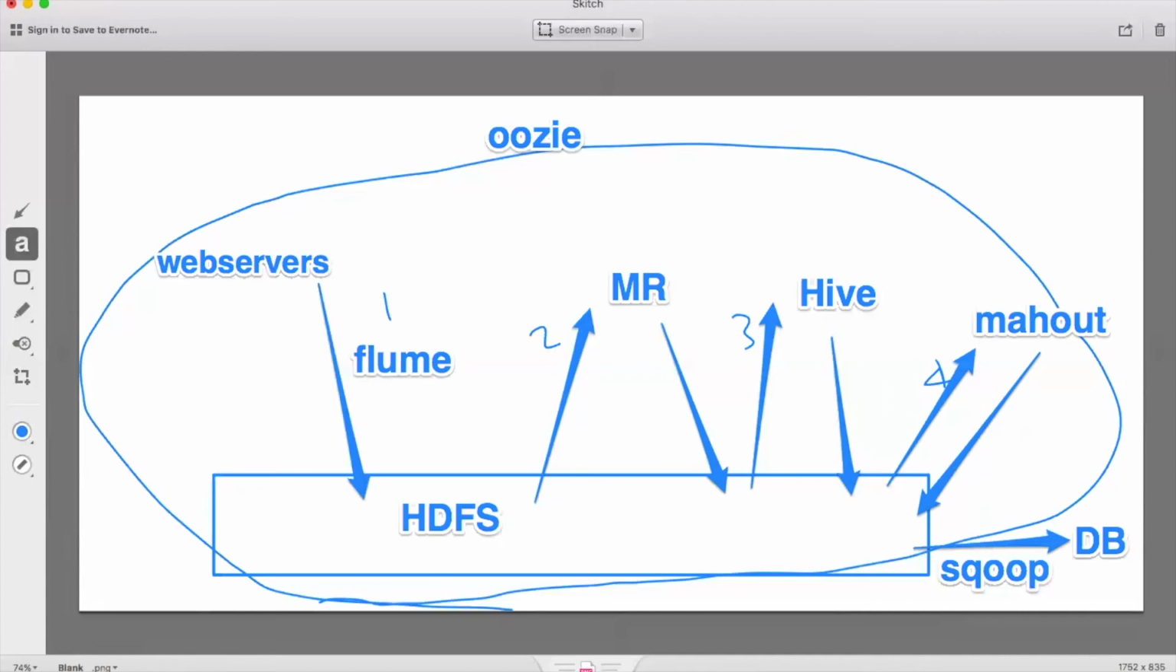Question from Tejasri is, Flume, MR, Hive processing is ETL again, right? So Flume is not ETL, but MR and Hive are counted as ETL. Okay, you are right in that sense.